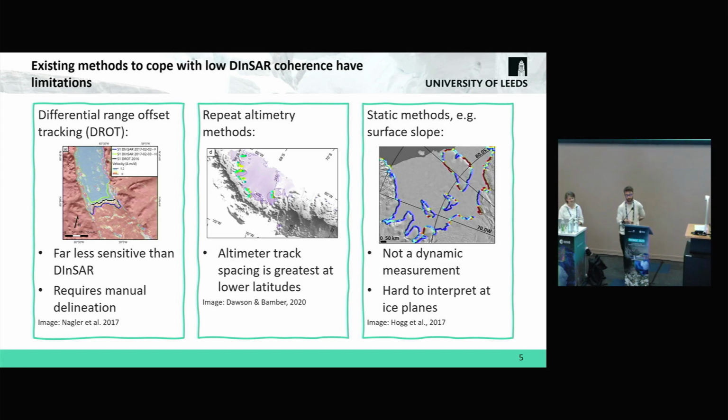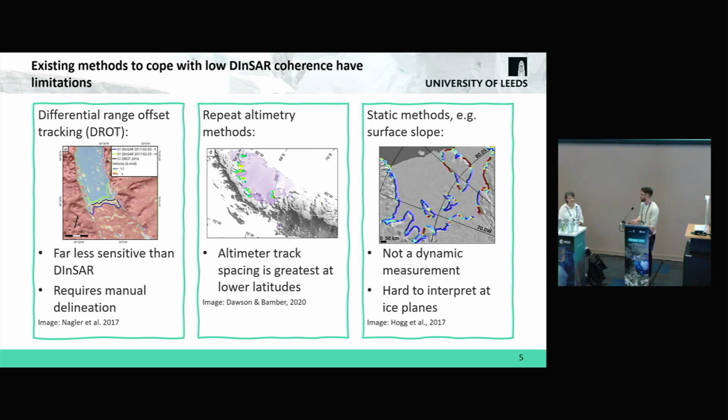There's a method called differential range offset tracking, which uses feature tracking to look at vertical motion. And that does work, but it's less sensitive than InSAR. It requires manual delineation still. You can use repeat altimetry, and that works really nicely close to the pole, but at mid-latitudes or lower latitudes like the peninsula, track spacings for altimeters are the widest. They get wider as you go away from the pole. So it's really hard to resolve small features there using repeat altimetry.